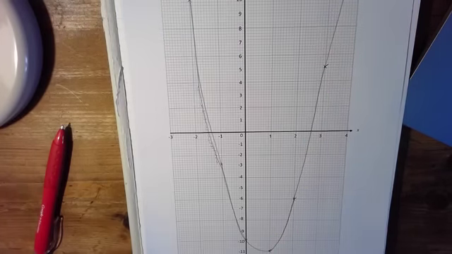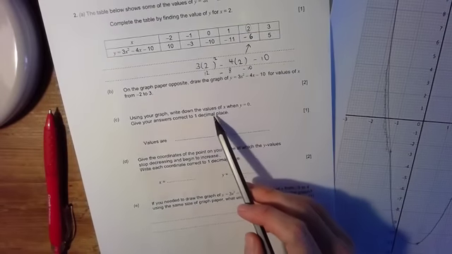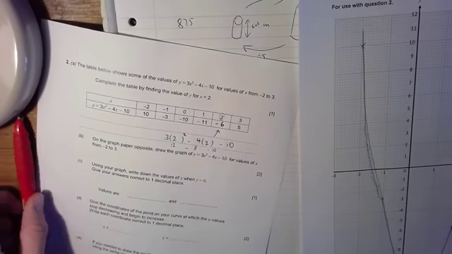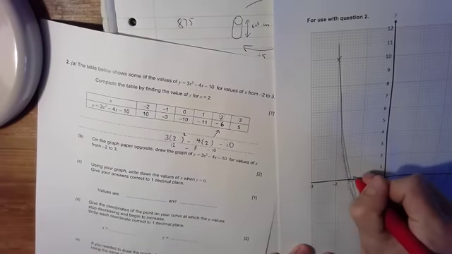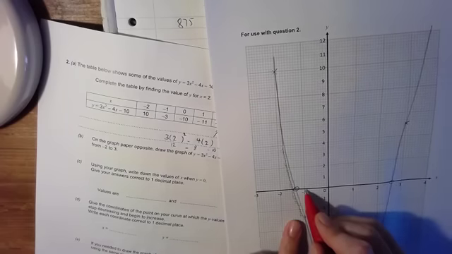Okay. It then said, using your graph, write down the values of x when y is 0. Now, we're talking about where it crosses the x-axis. That's when y is 0. If you come off and read here, the value of y is 0 here and here. Now, as long as it's off your graph, it's fine.